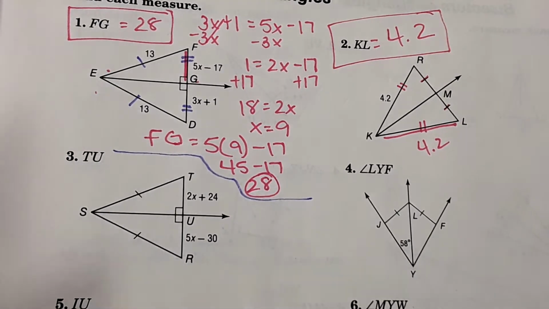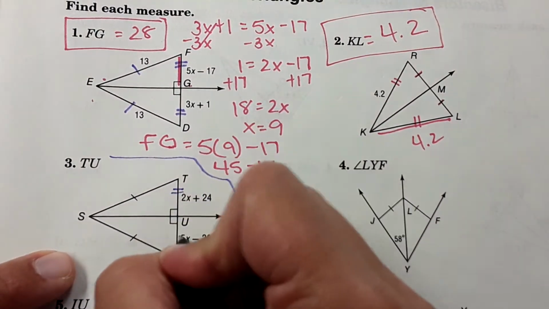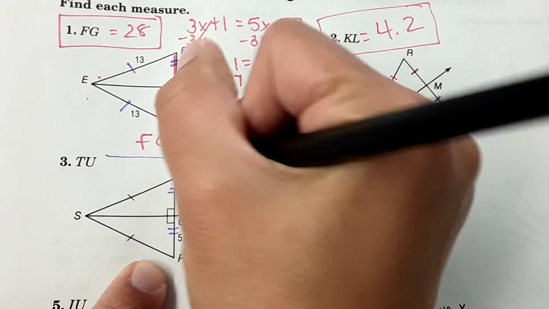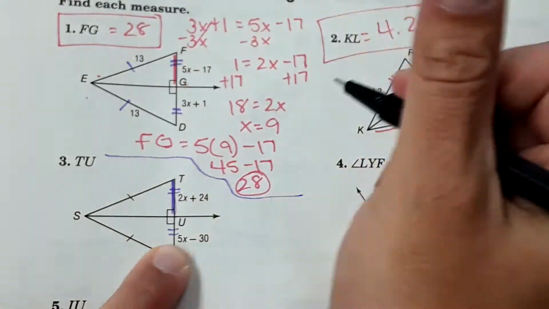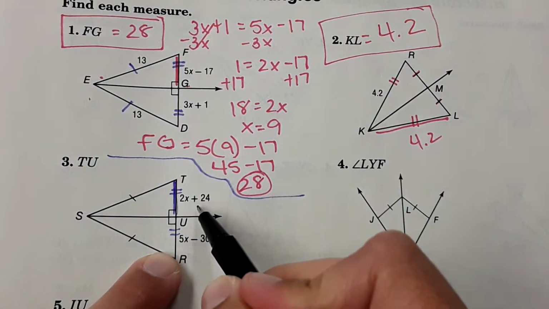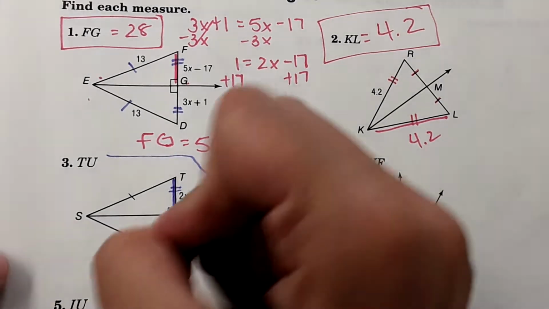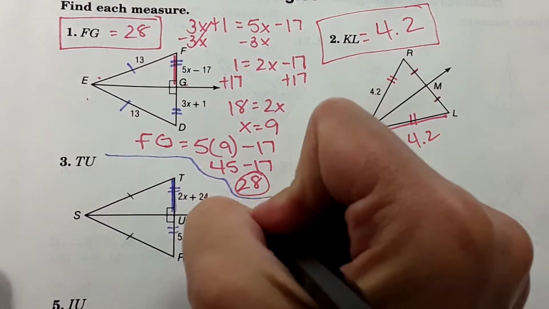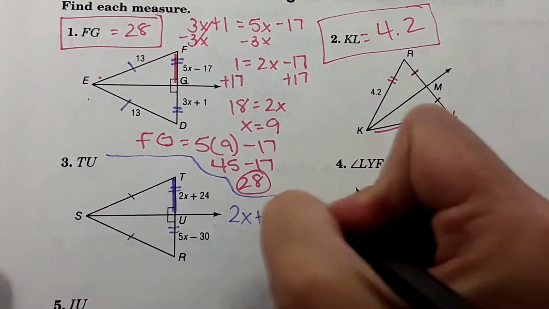Number 3, this side is the same length as this one. We're asked to find the length of TU. In order to find x, we need to first set these equal and solve for x. So 2x plus 24 equals 5x minus 30.